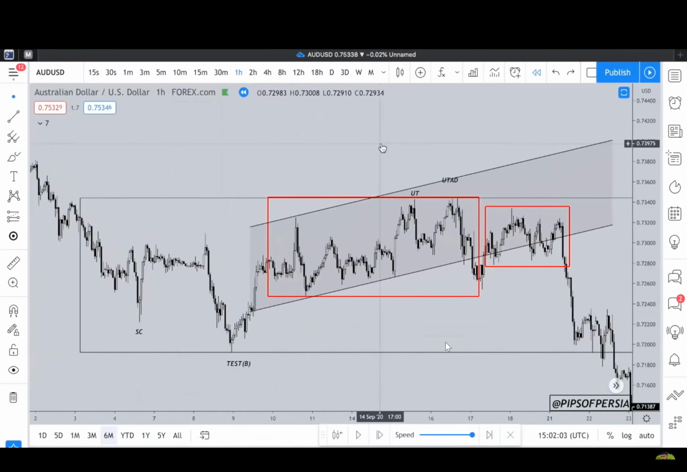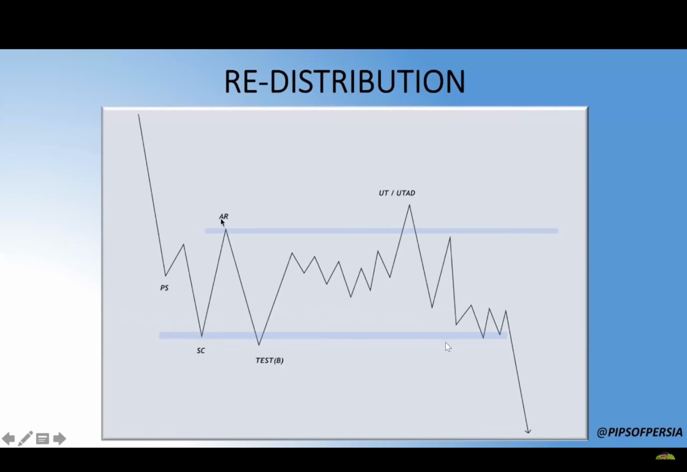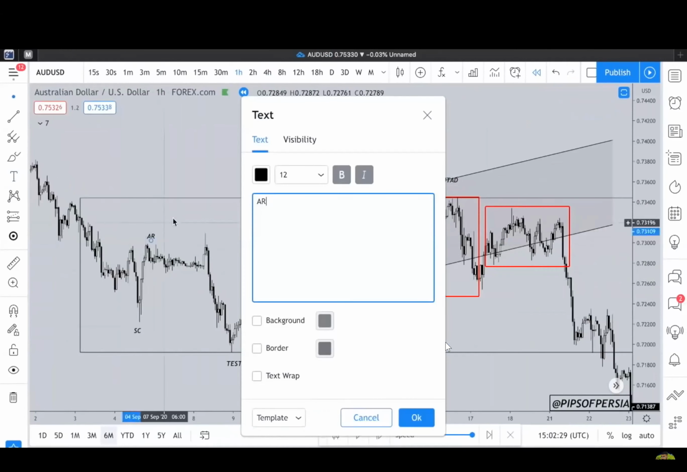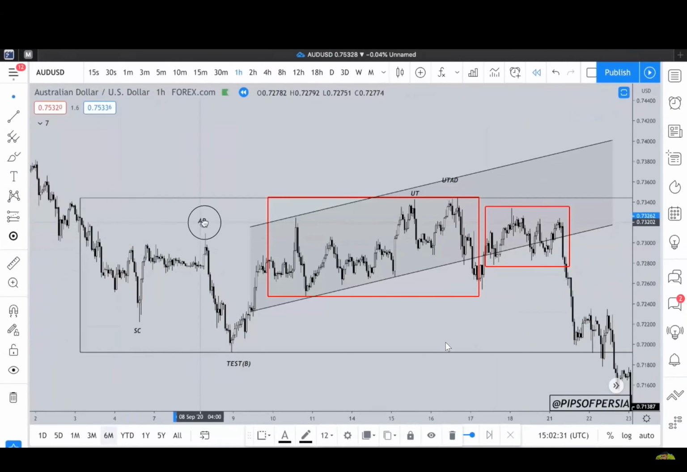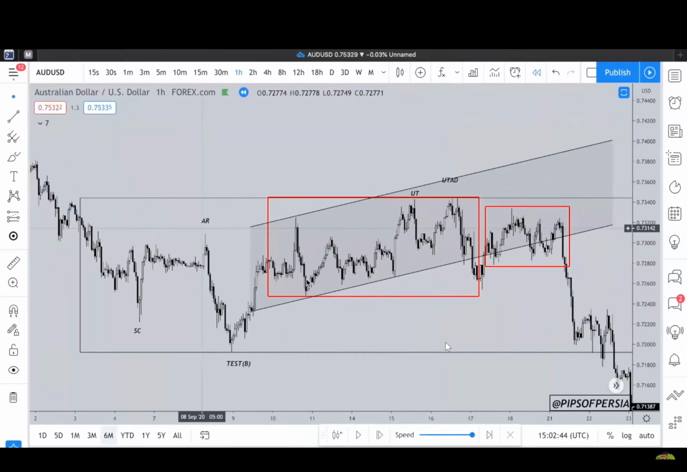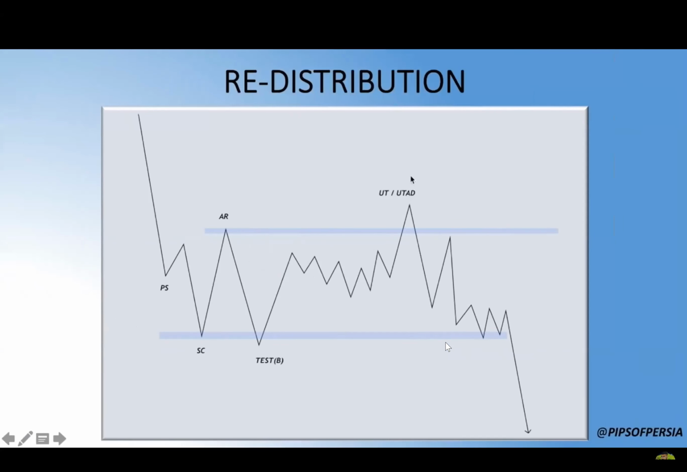And in this specific picture, you can see the markups for the redistribution from this selling climax over here. Then we have an automatic rally back up from the selling climax. We just didn't put that automatic rally over there, or you can even identify this as your automatic rally back up from that selling climax. Following that automatic rally, you get this test in phase B. And following that, you tend to see UT or UTAD, your upthrust or upthrust after distribution. This is the giveaway for redistribution.